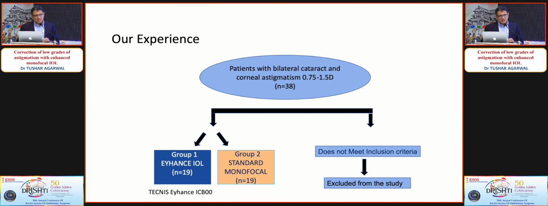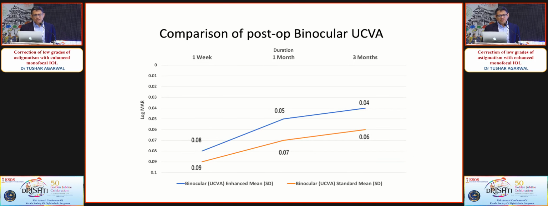So with this hypothesis in mind, we conducted a study in which we recruited 38 patients. And we chose specifically the astigmatism range of 0.75 to 1.5 diopters for the reasons I've highlighted before. One group underwent standard monofocal IOL implantation, and another underwent IHANS IOL, which is enhanced monofocal.